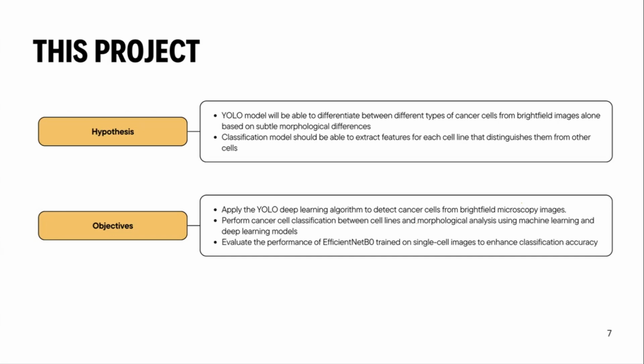And then we want to perform cancer cell classification between cell lines and do morphological analysis using both machine learning and deep learning models. And lastly, we want to evaluate the performance of EfficientNet B0 trained on single cell images to enhance classification accuracy, and all of this will be combined into a single pipeline.